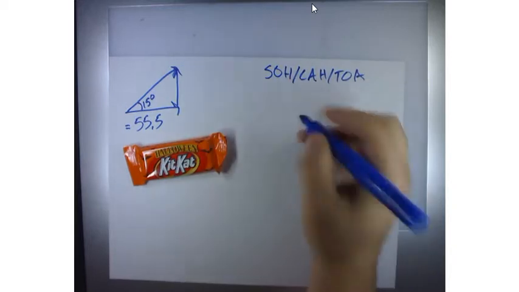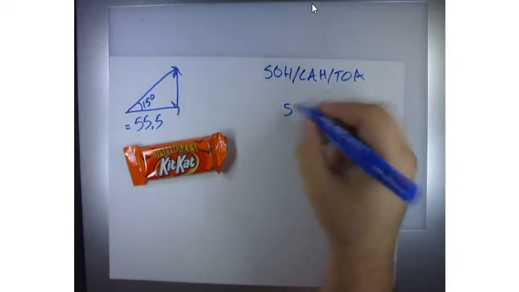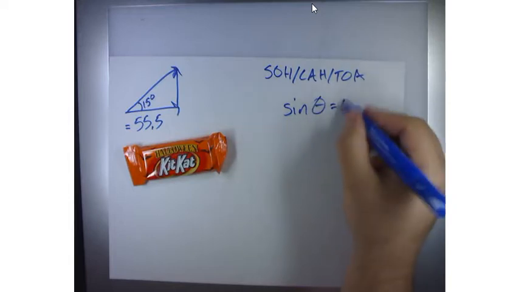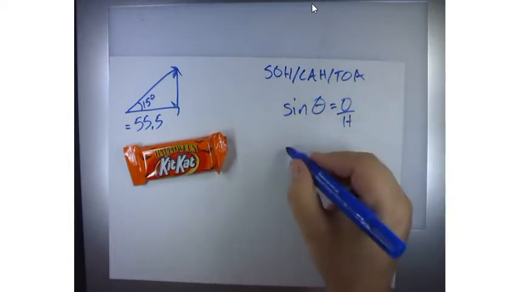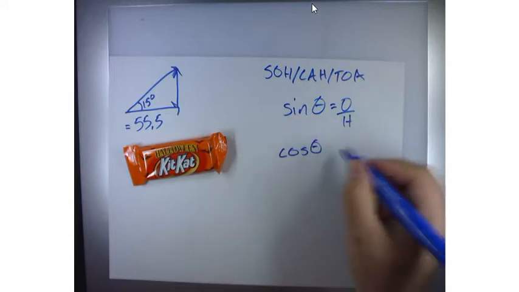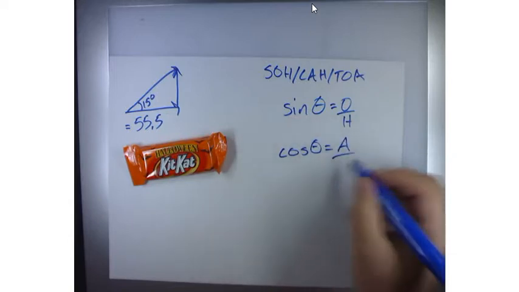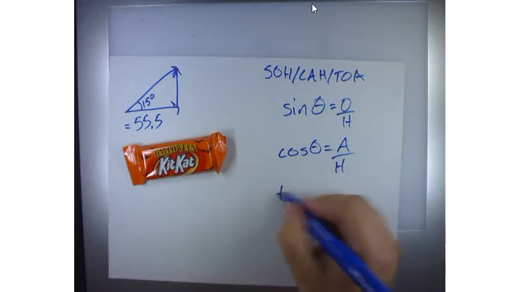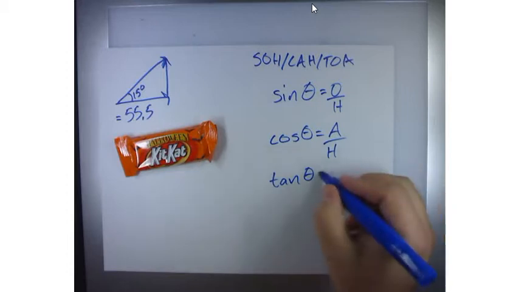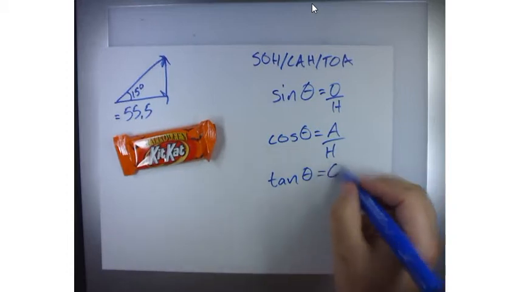The S is sine, the O is opposite, the H is hypotenuse. The C is cosine, the A is adjacent, and the H is hypotenuse. And the T is tan, the O is opposite, and the A is adjacent.